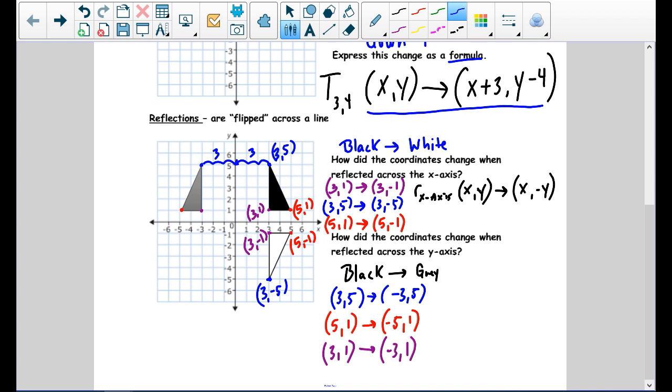So when I look at this mapping now, again, it's a reflection. Now it's the y-axis. So again, we have our original x, y that's given. To find the new points, the only thing that changes is now our x is opposite. So opposite x and y. And there's our mapping for reflection across the y-axis.